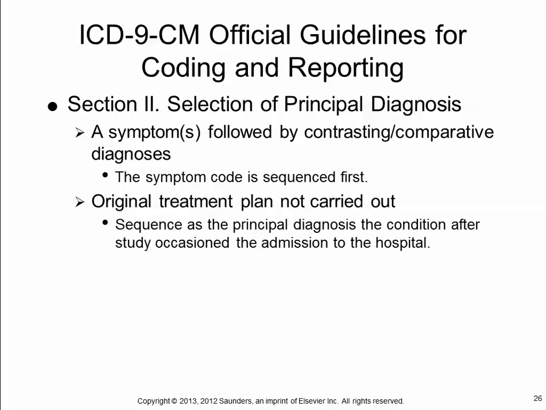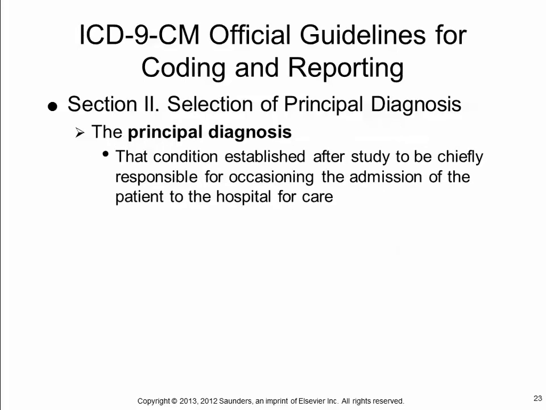What if you have a treatment plan? The patient comes in, they're admitted to the hospital, everything's assessed, and there's a treatment plan that's put in place. However, that treatment plan does not get carried out for whatever reason. That does not affect the assignment of the principal diagnosis. You still sequence the principal diagnosis as the condition after study that occasioned the admission to the hospital. You continue to revert back to this. Okay?